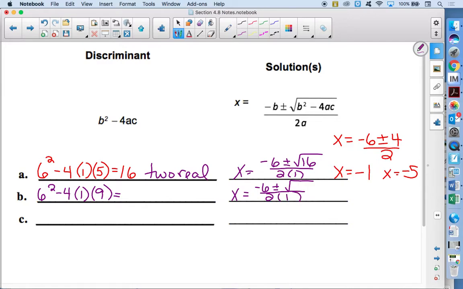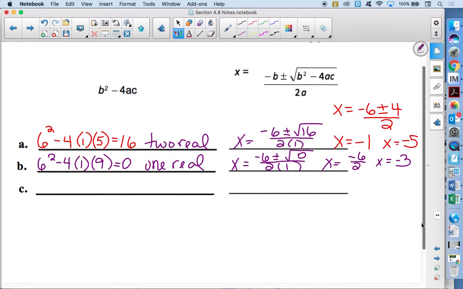So what's the discriminant? Julia? 0. So how many solutions would we have if it's 0? 1, yeah. So we will have one real solution. So Julia, it looks like we just have negative 6 divided by 2, which is negative 3. So our real solution is negative 3. After you find the discriminant, you're just plugging it into the quadratic formula because that's your value underneath the square root. So we have negative 6 plus or minus the square root of 0, and then divided by 2.